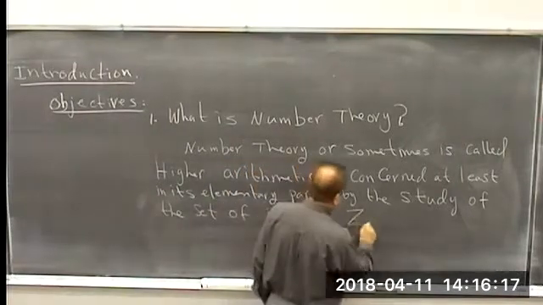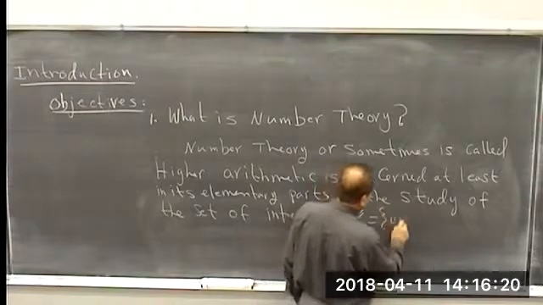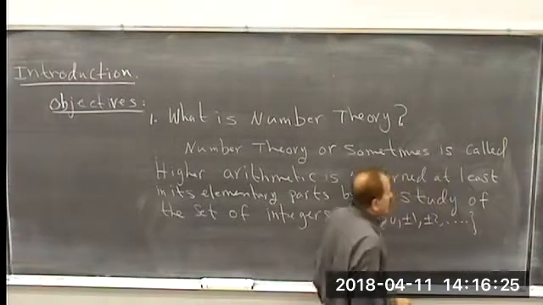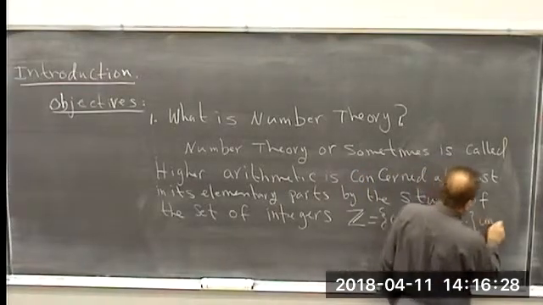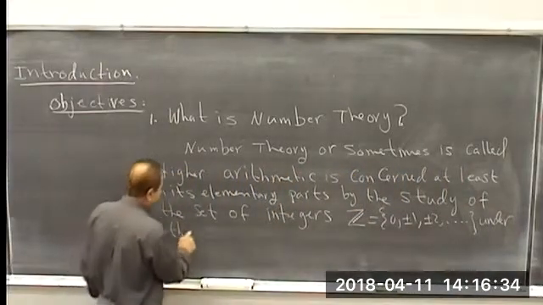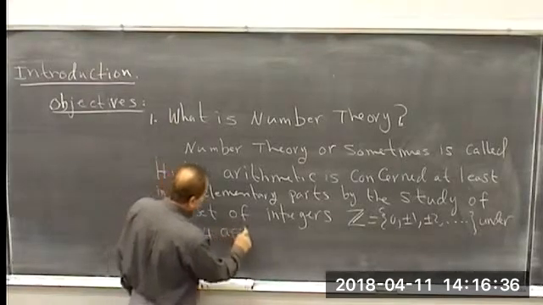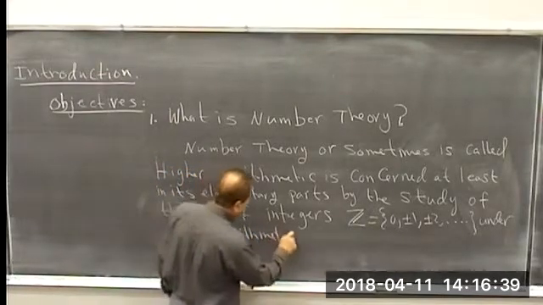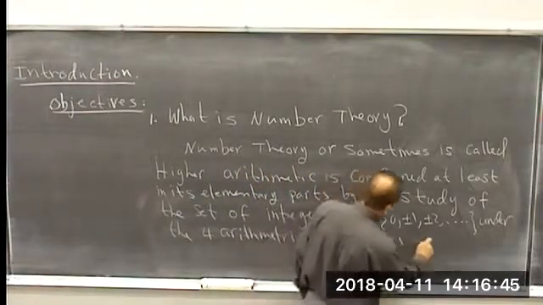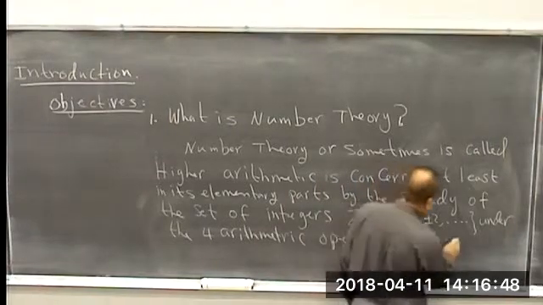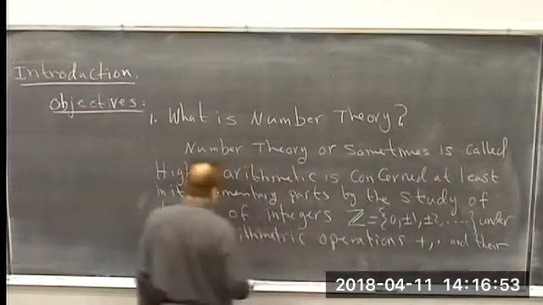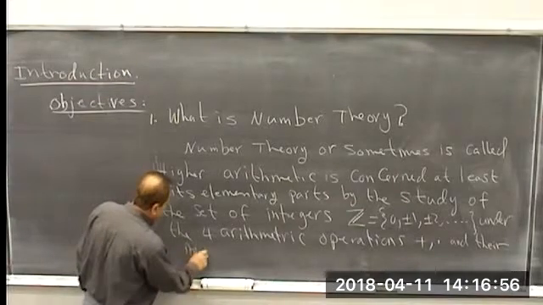that we denote by the letter Z, consisting of 0, plus minus 1, plus minus 2, and so on, under the 4 arithmetic operations, which are addition, multiplication, and their inverses, which are subtraction and division. Their inverses.